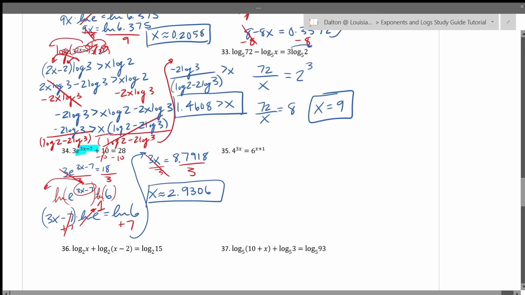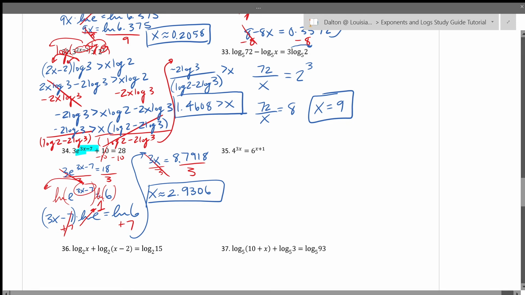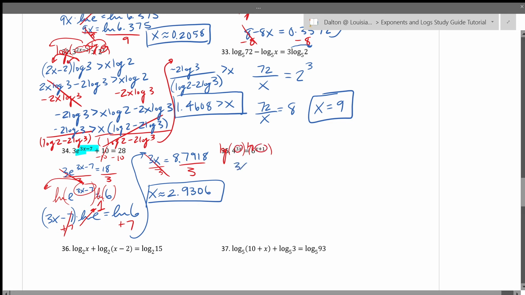Number 35, I have exponential terms here, but again, they're already isolated, and there are 2 of them. There's one on either side. So there's not e, so I can go ahead and take the log of both sides. And in doing so, those exponents are going to drop out front. So that first exponent will be 3x times the log of 4 equals, in parentheses, you got to keep x plus 1 together, times the log of 6.